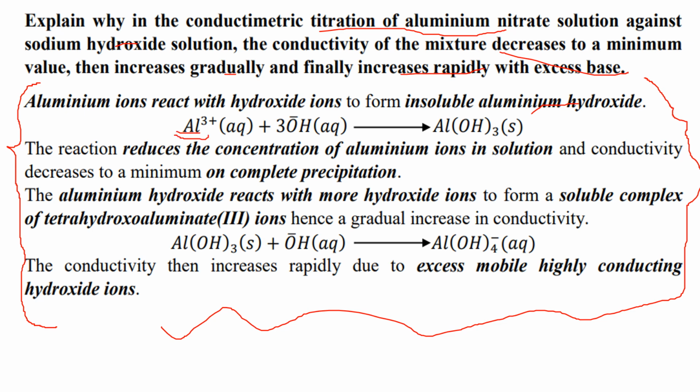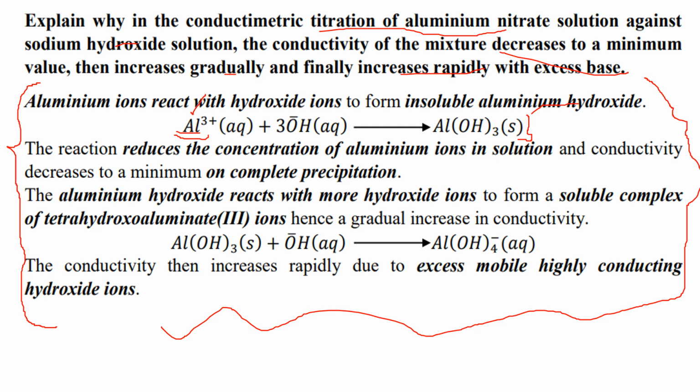But as we add sodium hydroxide, the hydroxide ions are going to remove our conducting particles, giving us precipitates. Since they are reducing the conducting particles in solution, we are also reducing conductivity. So that's why initially conductivity is high, but later it decreases gradually or rapidly to a minimum. And that minimum is because all the aluminium ions are being neutralized to form aluminium hydroxide.